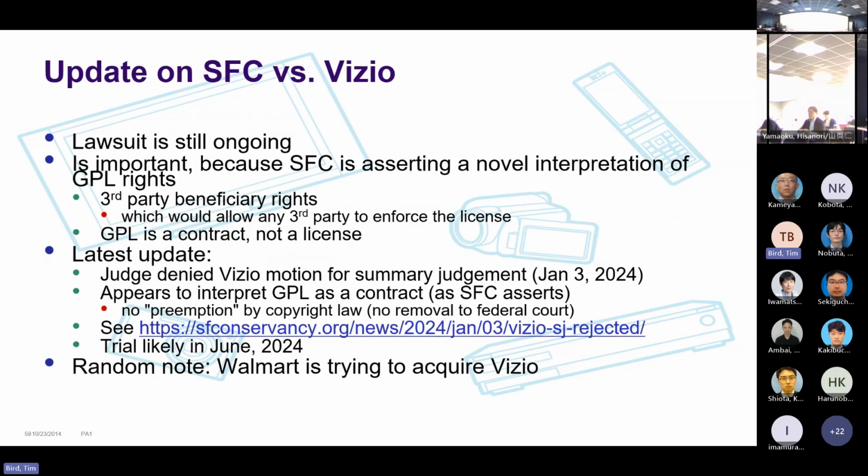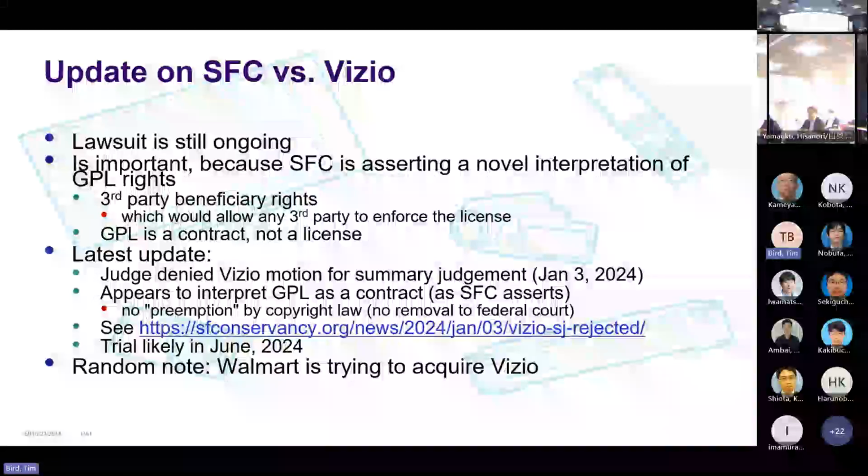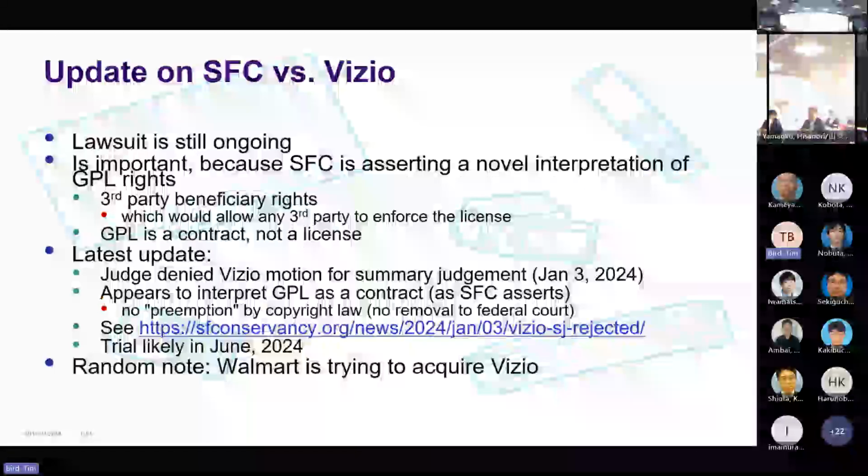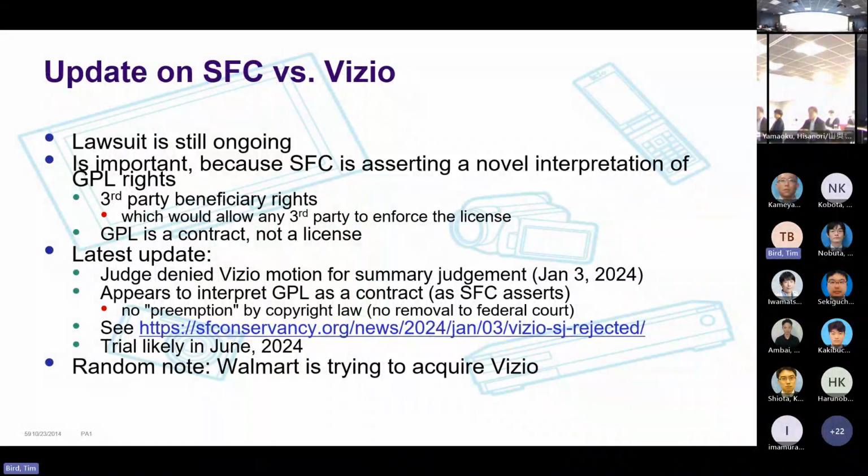An update on the SFC versus Vizio. This is a lawsuit. SFC is the Software Freedom Conservancy. This is important because the SFC is asserting a very novel interpretation of the GPL. They're asserting something called third-party beneficiary rights. If the judge agrees with them, this would allow any third party to enforce the license. I've got to be honest with you, I'm hoping that the judge does not agree with them.